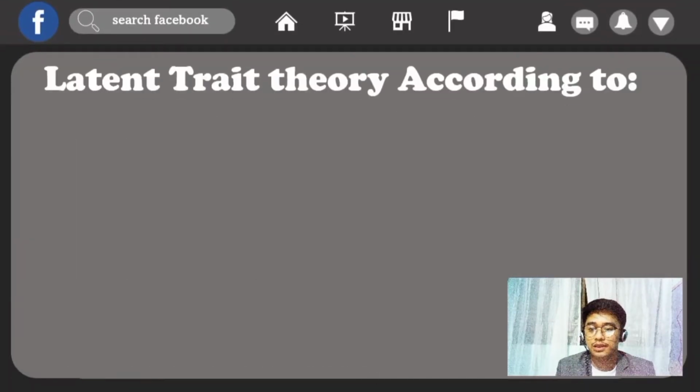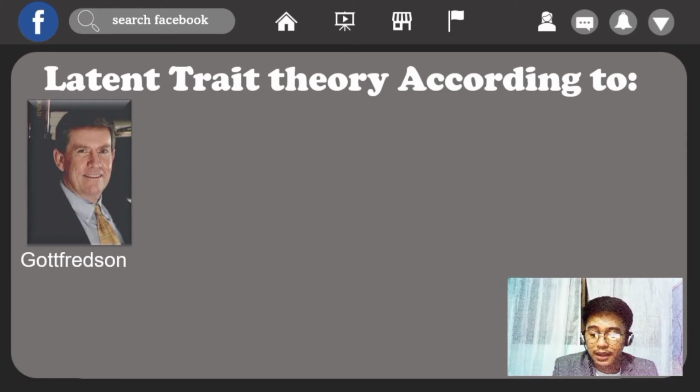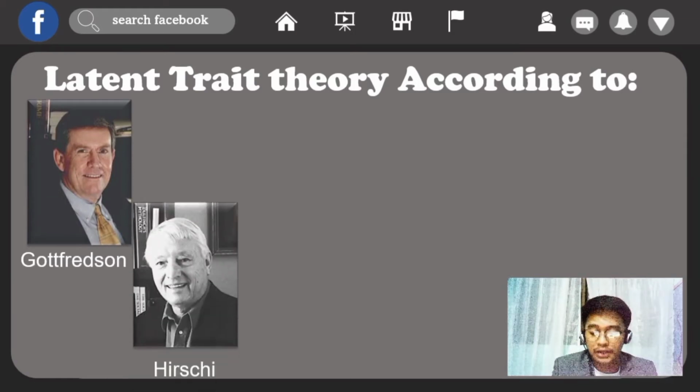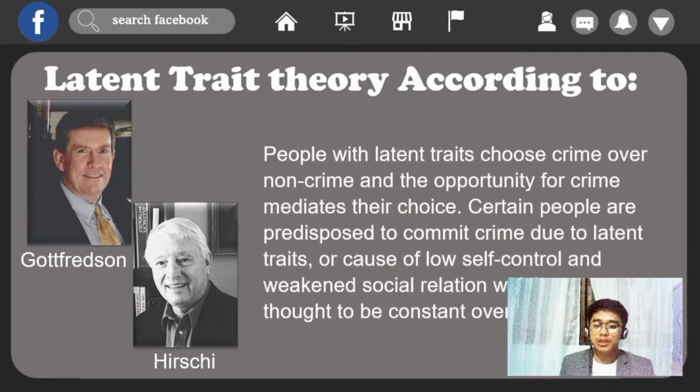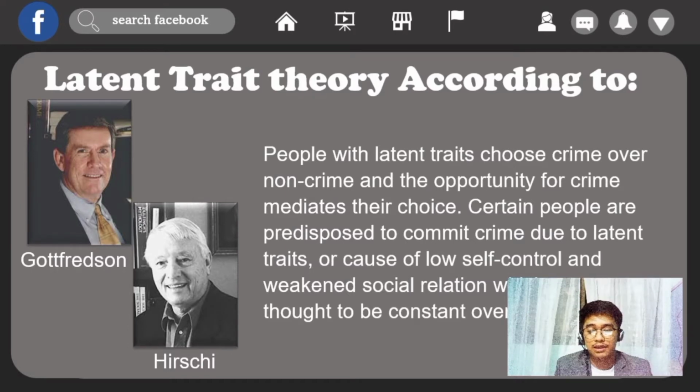Next one is latent trait according to Michael Gottfredson and Travis Hirschi. According to them, people with latent traits choose crime over non-crime. The opportunity for crime mediates their choice. Certain people are predisposed to commit crime due to latent traits, or because of low self-control and weakened social relations, which are thought to be constant over time.